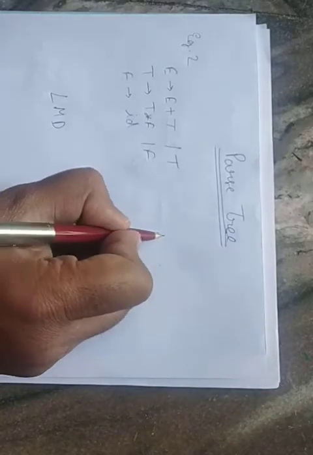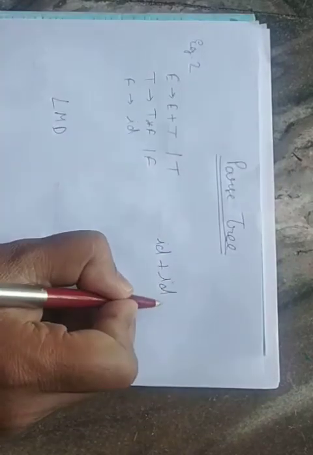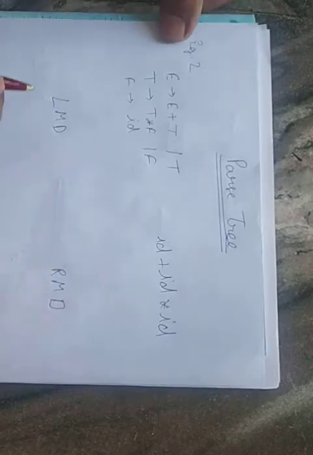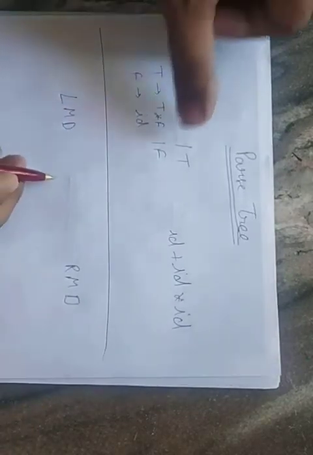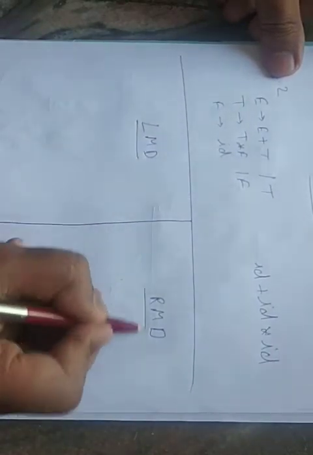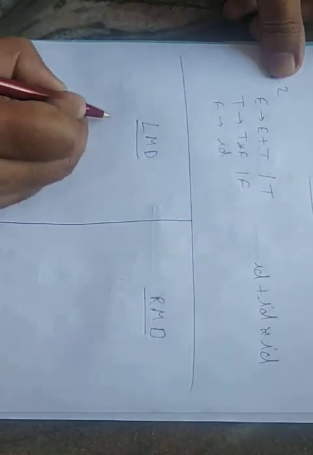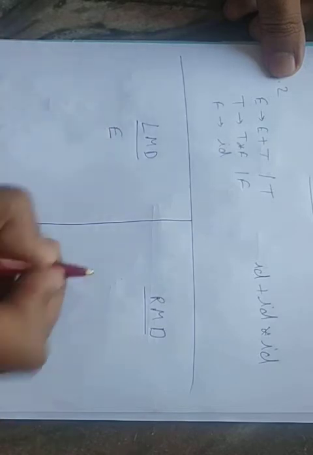So which kind of string should I take? Let's take one string: ID plus ID star ID. Now suppose this is our string, so let's try to design the leftmost derivation tree and the rightmost derivation tree. So what I want is ID plus ID star ID. How to proceed? Once again, for the leftmost derivation tree or any kind of derivation tree, I need to start with the starting symbol, that is E.